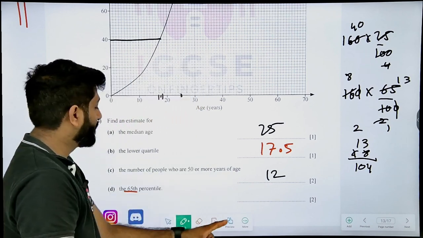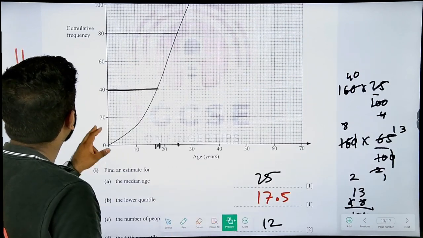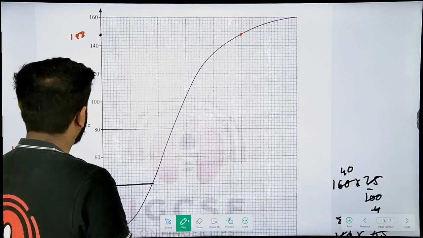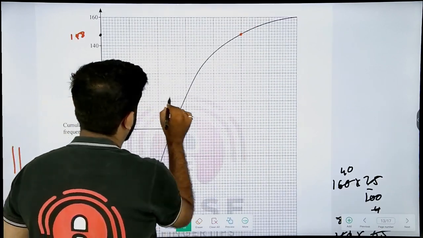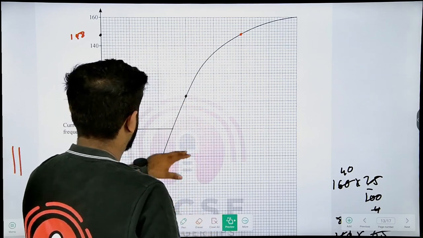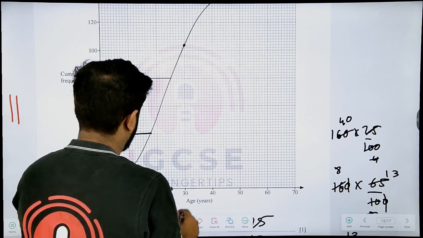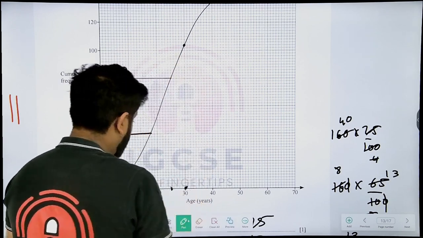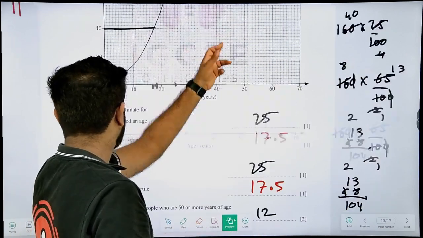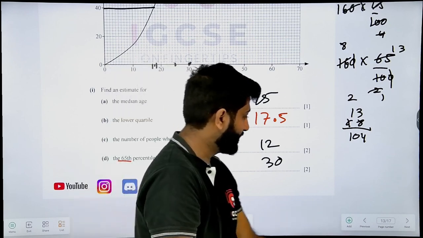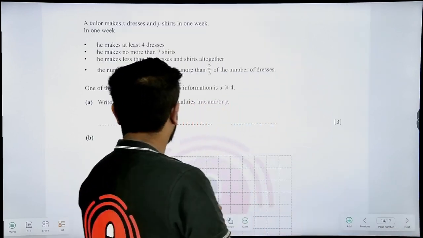So I'll have to plot when x is 104. When x is 104, I'll have to find the value of y. So this is my 104, and the value of y at 104 is 30. So guys, the 65th percentile is 30, right? Now again going to the next question.